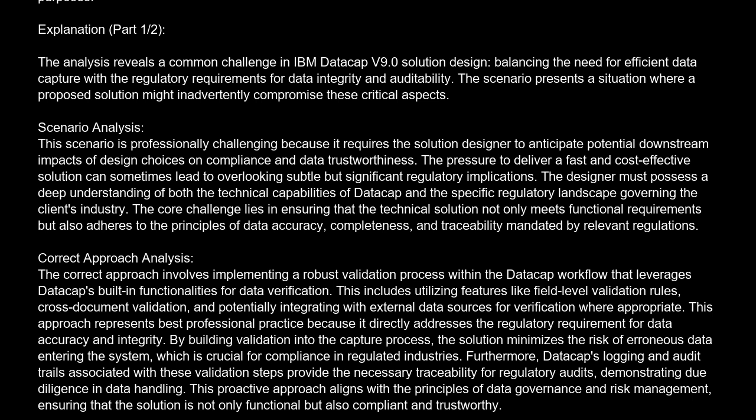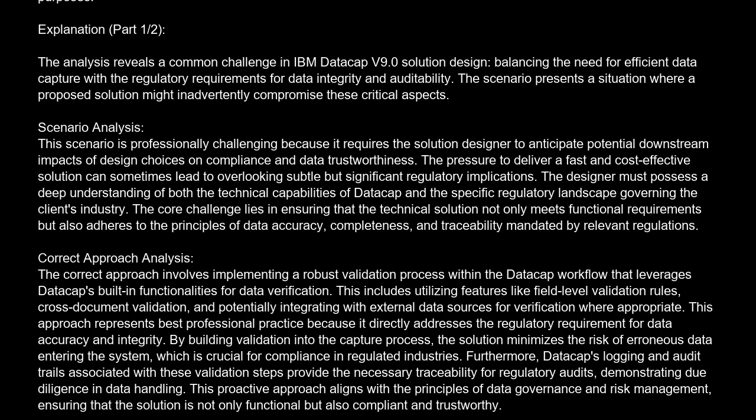Explanation. The analysis reveals a common challenge in IBM Datacap V9.0 solution design: balancing the need for efficient data capture with the regulatory requirements for data integrity and auditability. The scenario presents a situation where a proposed solution might inadvertently compromise these critical aspects.